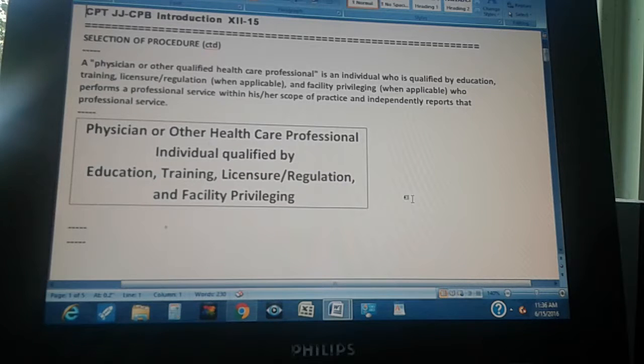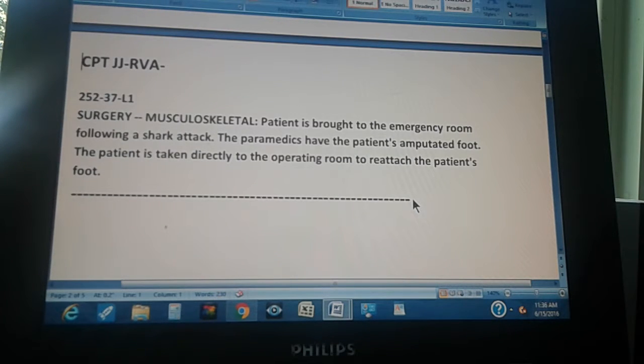So now we're going to do a problem. Ready, set, go. CPT, page 252, exercise 37, level 1. It reads like this. Surgery, musculoskeletal. Patient is brought to the emergency room following a shark attack. The paramedics have the patient's amputated foot. The patient is taken directly to the operating room to reattach the patient's foot.